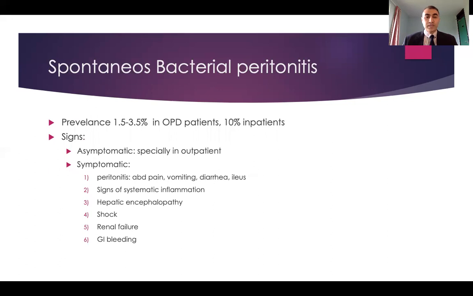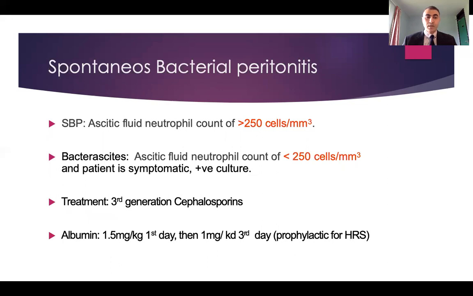The prevalence of SBP among patients in the clinic is almost 3.5%. For inpatients, it is 10%. In the clinic, usually the patients are asymptomatic. In the hospital, usually they have signs of peritonitis. It is diagnosed when the ascitic fluid neutrophil count is more than 250.